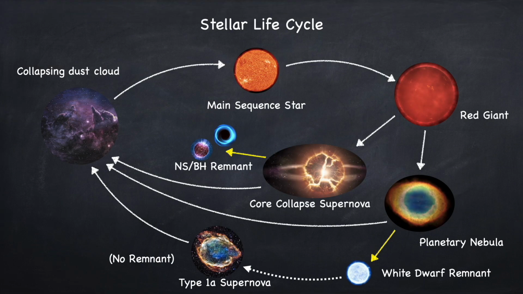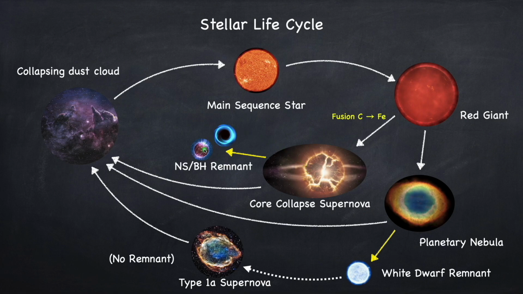Let's start off by briefly recapping where we're at in the stellar life cycle. Initially, we have a collapsing dust cloud that forms into a main sequence star. This is the hydrogen burning phase. When hydrogen in the core runs out in this star, it will move on to the next phase, which is helium burning. This is the red giant phase. After helium burning, the next stage is carbon burning, and if the star is sufficiently massive, it will fuse all the way up to iron. At that point, you cannot fuse any further, and that's when you get a core collapse supernova leaving behind either a black hole or neutron star remnant.